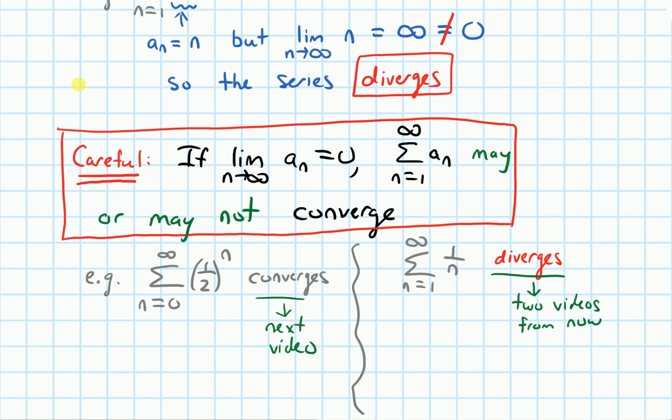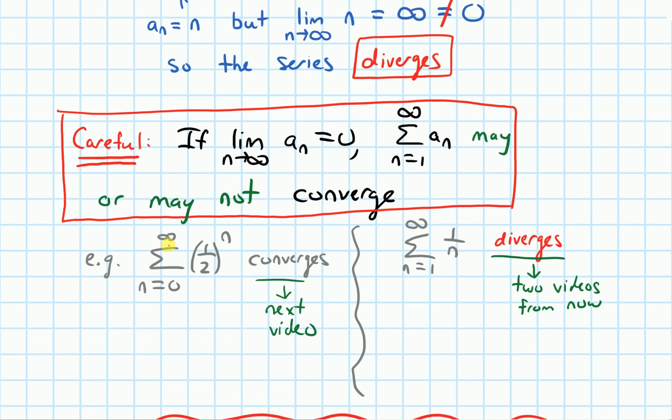So here are two series. The first is the sum from n equals 0, and remember, this bottom number where it starts doesn't have to be 1 all the time, here it's 0, of 1/2 to the n, which converges. And we'll see why in the next video. But the sum from n equals 1 to infinity of 1 over n diverges. And we'll see that two videos from now. But in both of these series, the terms go to 0.